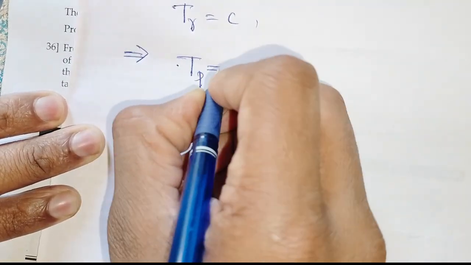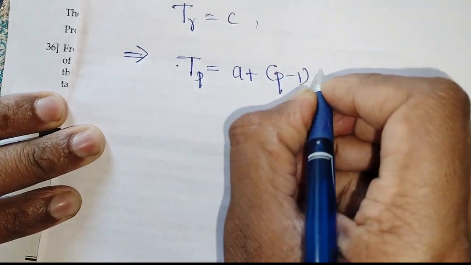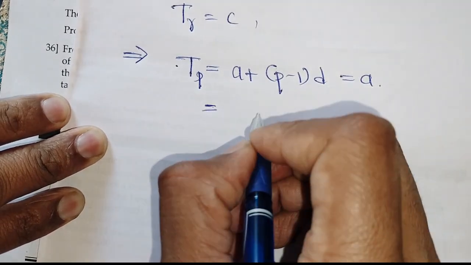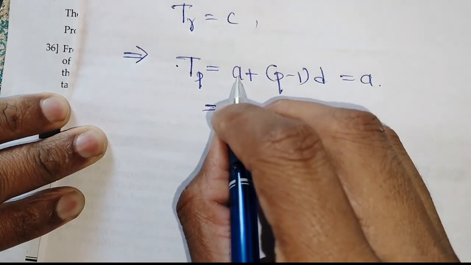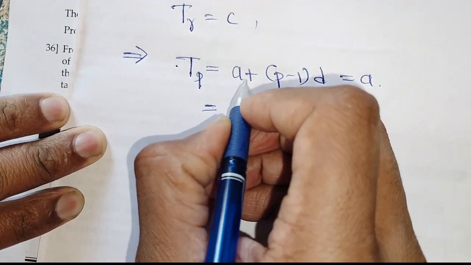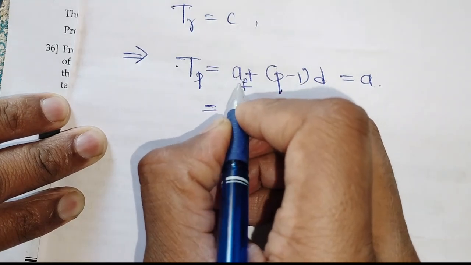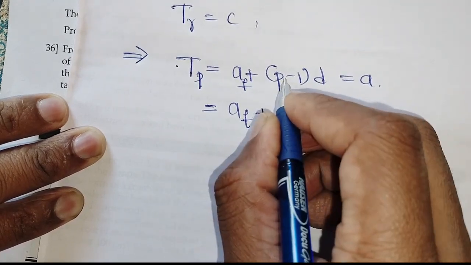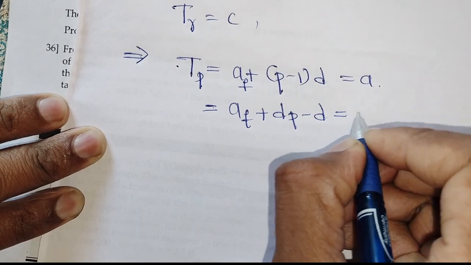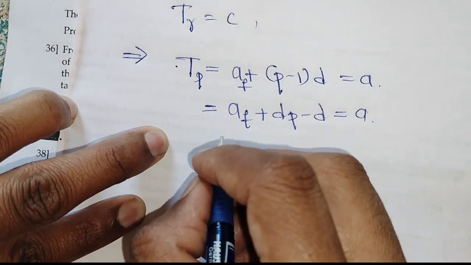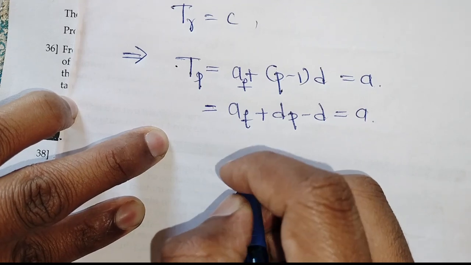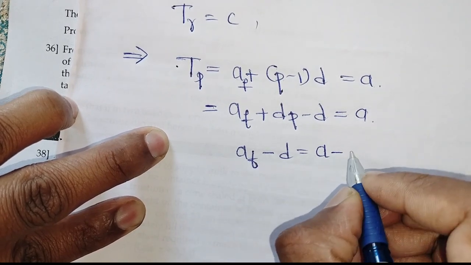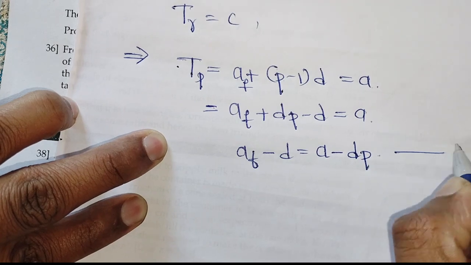tp becomes a plus p minus 1 into d. That is given here as a. Because a and a are similar, we take this a as the first term, taken as af, f stands for first term. So af plus dp minus d equals a, and af minus d is a minus dp. Let this be equation 1.